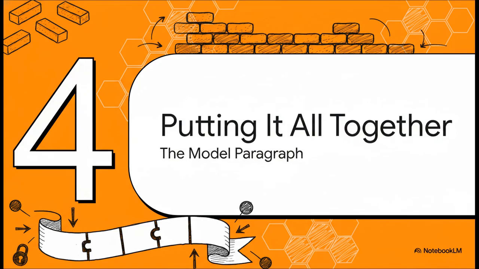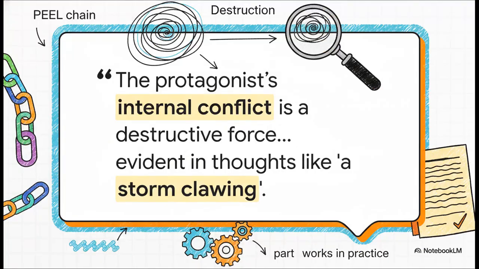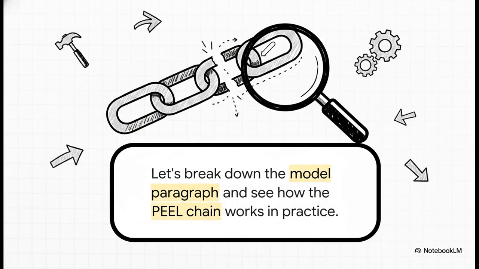Okay, so we've looked at all the individual bricks. Now let's see what happens when we put them all together to build a strong, cohesive, and high-scoring paragraph. And here it is, the finished product. I know, it looks impressive, but when you look closer, it's really just a perfect execution of that PEEL chain we've been talking about. So let's deconstruct this thing right now so you can see exactly how every single part works in practice. So let's put this paragraph under the microscope.